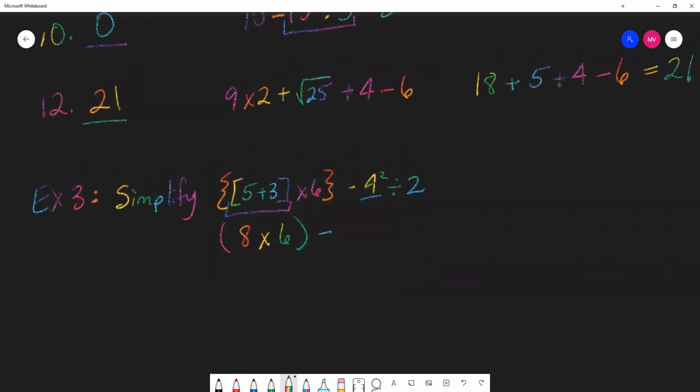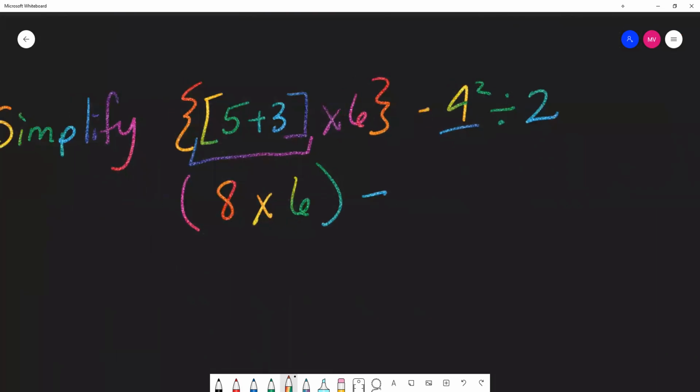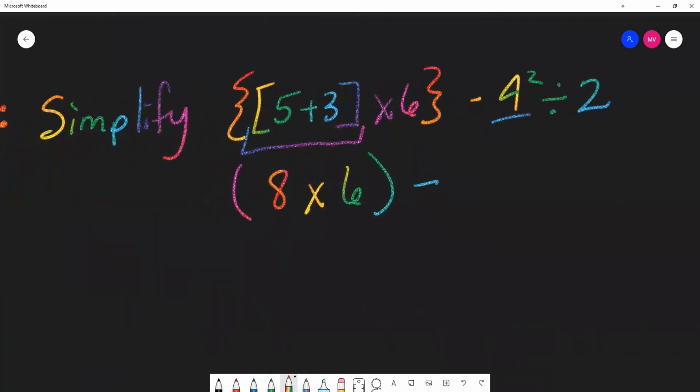4 squared. 4 times 4. Remember, we don't multiply times the exponent. Everybody does that. That's the hardest thing about exponents: you've got to remember not to multiply times the exponent, but multiply the base times itself the exponential number of times. Okay, so back to our problem.